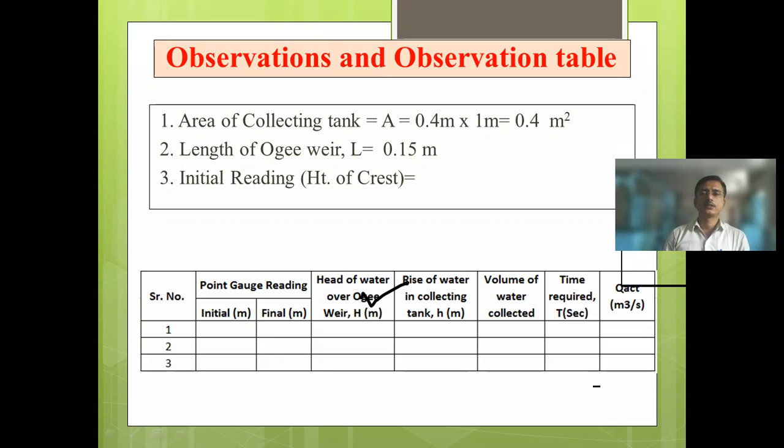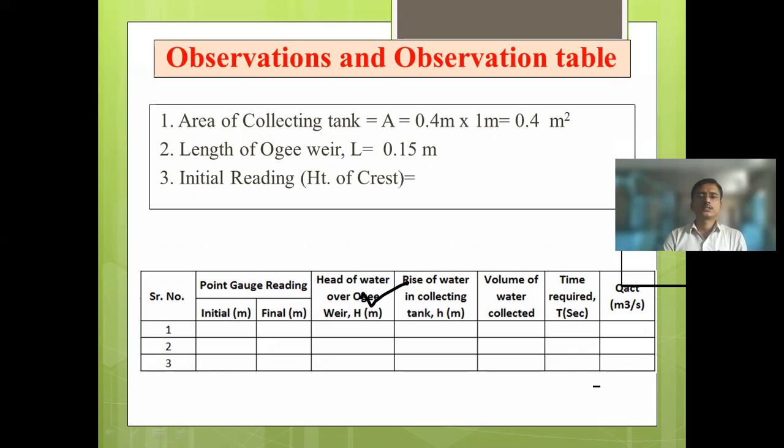Initial reading, height of the crest. This observation remains to be taken. When we go there to perform the practical, at that time you can note down this value, initial reading of the crest or the height of the crest. Why is it required? To find out the actual height of water above the crest, that is capital H.